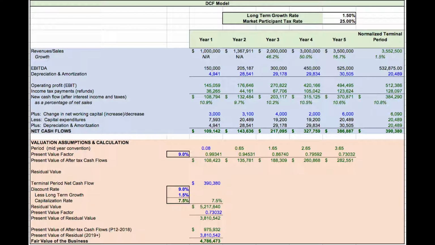Now, as far as the business assumptions, that's something that's really unique. It's really going to vary by different verticals. But again, it can be summarized by, hey, what are the sales? What are the earnings? What is the EBITDA?